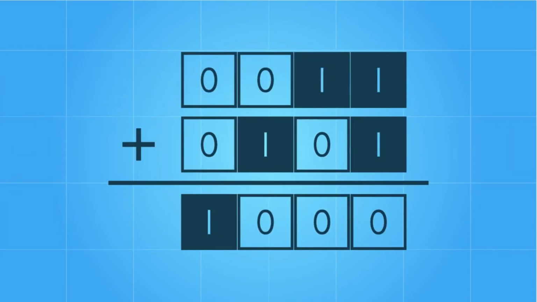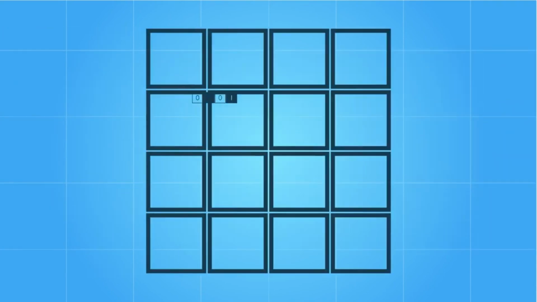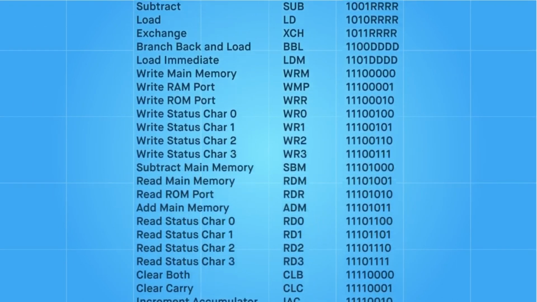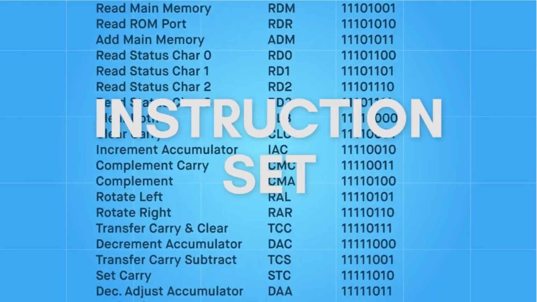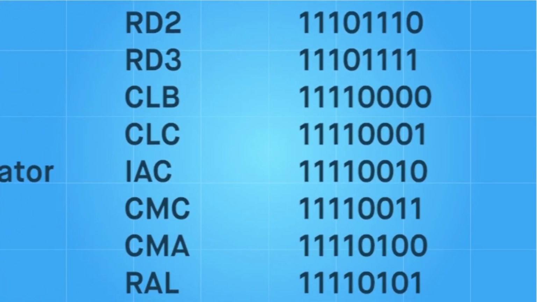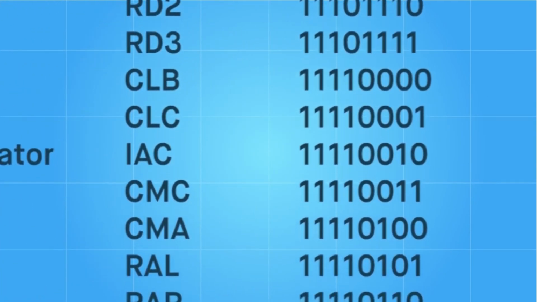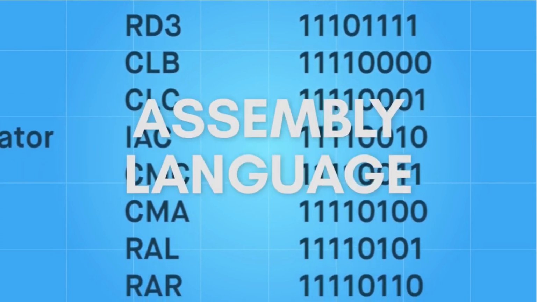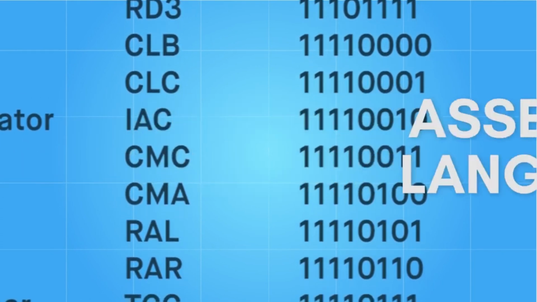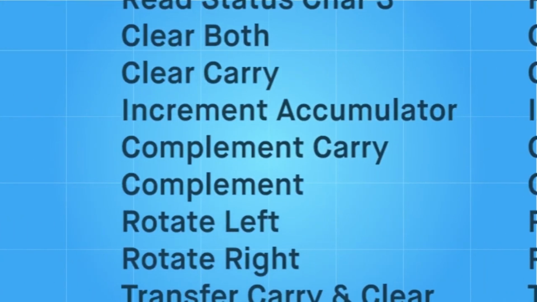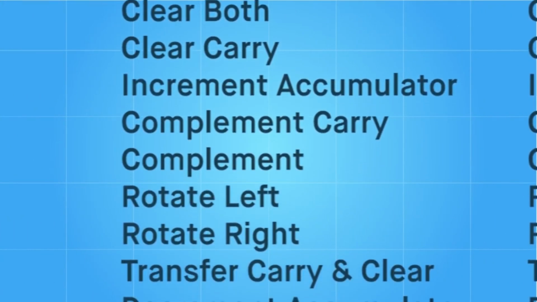ENIAC, 1945, considered the first general-purpose computer. The ENIAC operated with thousands of vacuum tubes and could perform only 5,000 operations per second. However, it cannot be classified as a processor because many components worked independently.